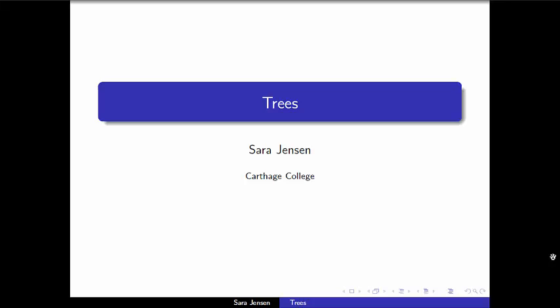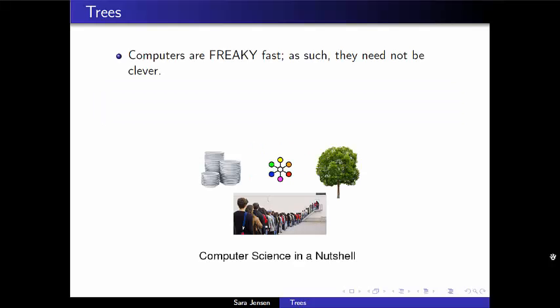In this video, we're going to have a brief introduction to trees. In particular, we're going to take a look at mechanisms for searching through trees, including depth-first search and breadth-first search. So let's talk about how trees come up in computer science at all.